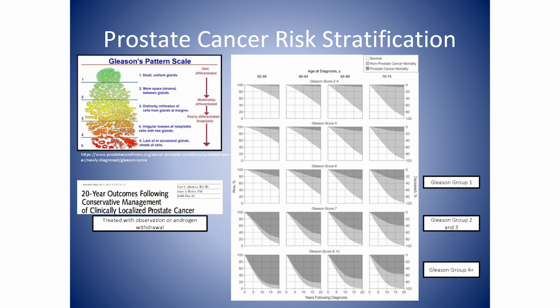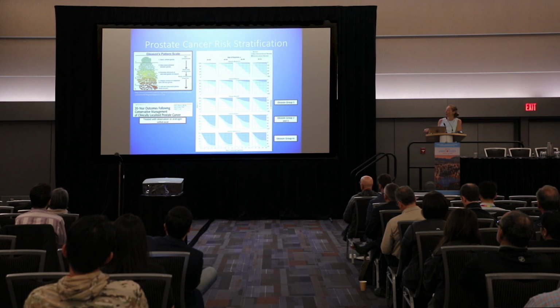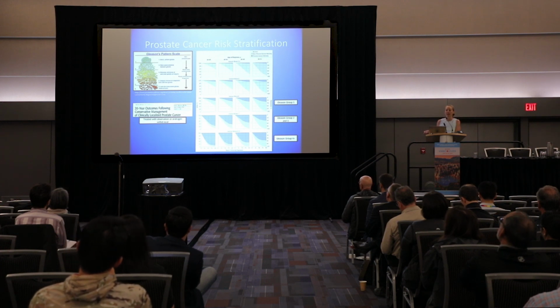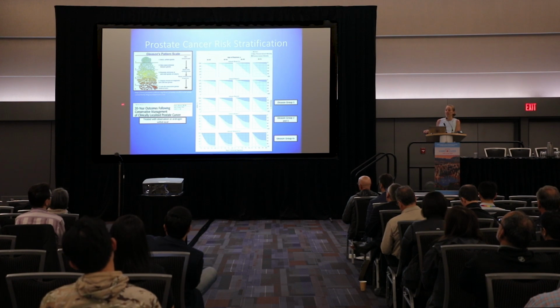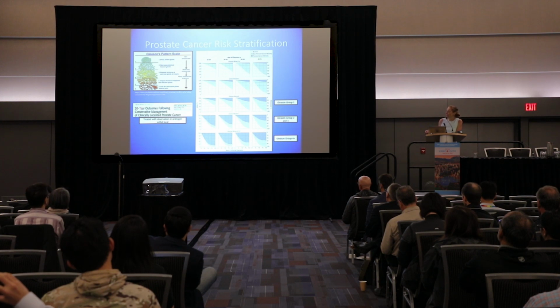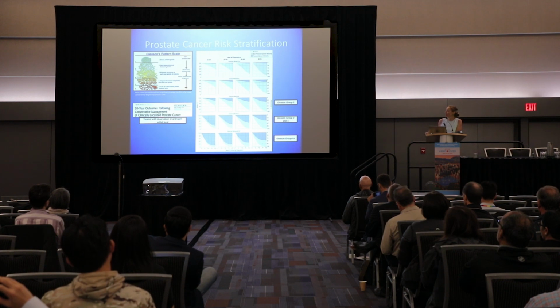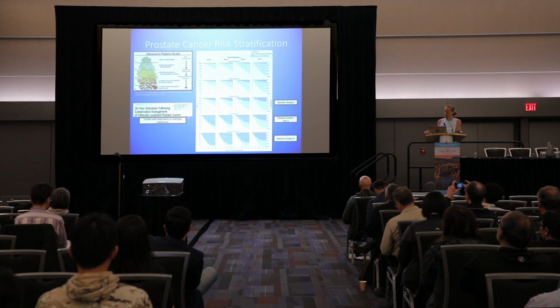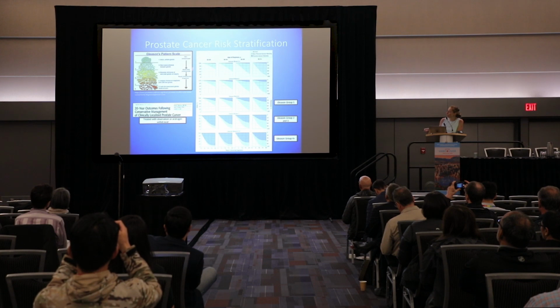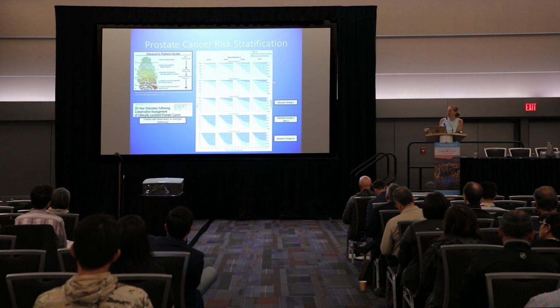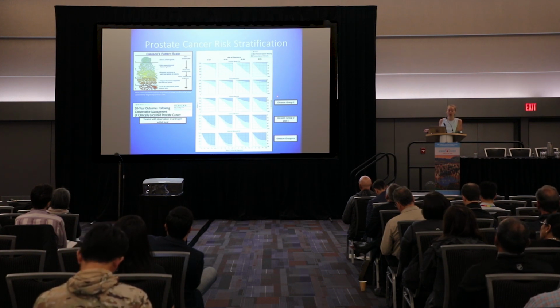And whether or not we're calling someone low risk or high risk comes from their Gleason score. This is because we know from long-term studies that if someone has a low Gleason score, they have a very good long-term outcome and likely are not in need of treatment. And that is shown here by this study that did a 20-year outcome following conservative management of clinically localized prostate cancer, where they showed that individuals here, so this is our low-risk group here, in the dark line is deaths from prostate cancer, in the light gray is death from any other possible reason why an individual might die.